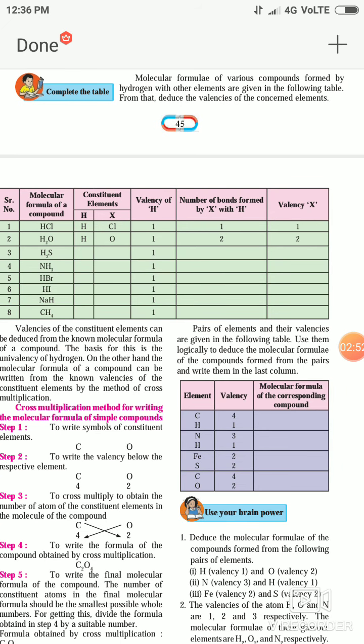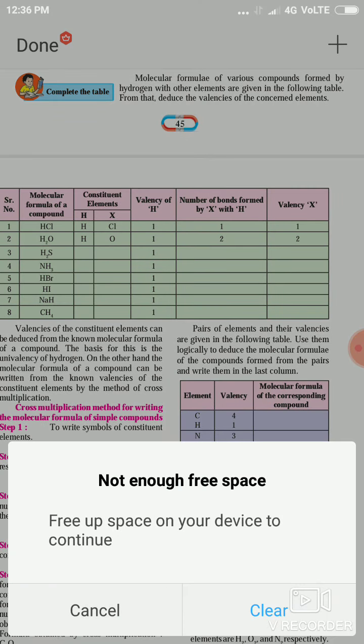Here examples of certain molecules are given. So let's see the molecular formulas, constituent elements, and valency. The valency of hydrogen must be 1 because hydrogen has atomic number 1. So its valency is 1. It can donate 1 electron or it can accept 1. Then the next constituent, which is denoted by X, may be chlorine, sulfur, hydrogen, bromine, whatever. So the valency of X will change.